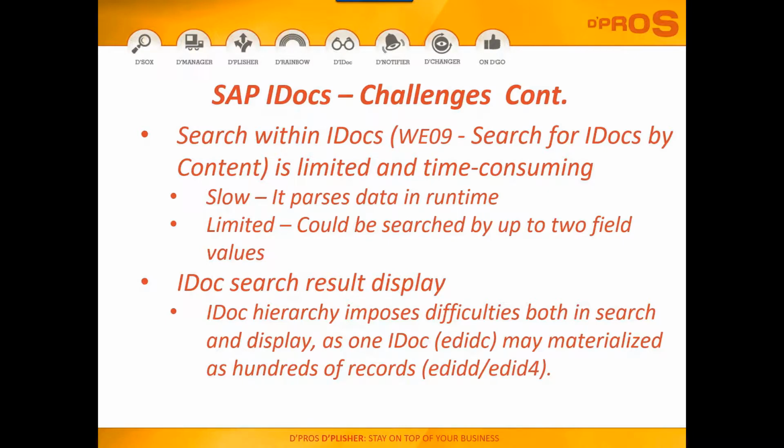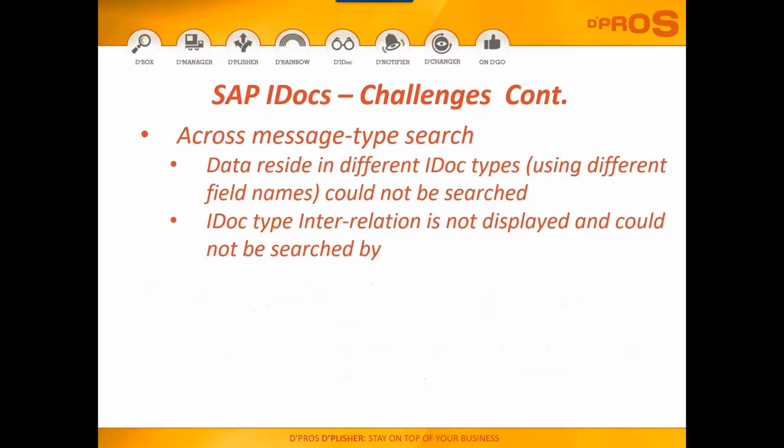The next one is the display. It's really hard to understand IDocs because it's a pile of information. Each and every IDoc contains many segments, and if you would like to see the information, you have to face many records per each IDoc. So if the result set is 10, 20, 100 IDocs, then the list will contain hundreds or thousands of records.